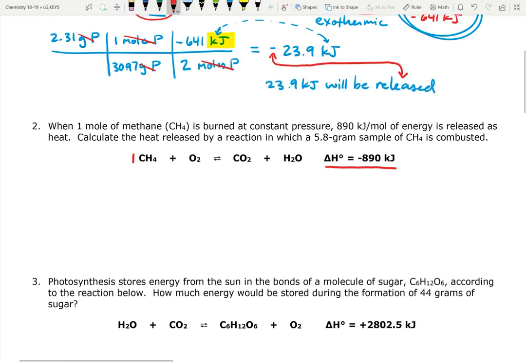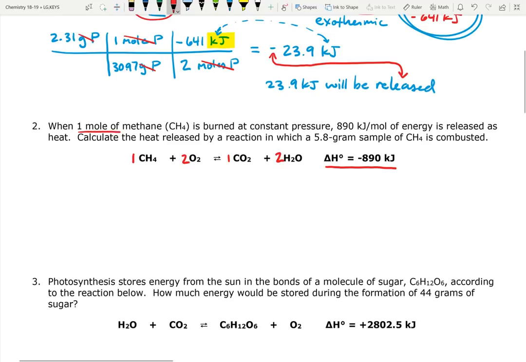Calculate the heat released by a reaction in which a 5.8 gram sample of CH4 is combusted. All right, so we need to balance our equation first. Let's take a minute to do that. So to balance this out, I'm going to need a 2 in front of my waters to get those 4 hydrogens to balance out. 1 carbon on each side. That looks good. On the right side I have 4 oxygen atoms, so I'm going to need a 2 over here in my oxygen, and then I should be balanced. So there's my balanced equation.